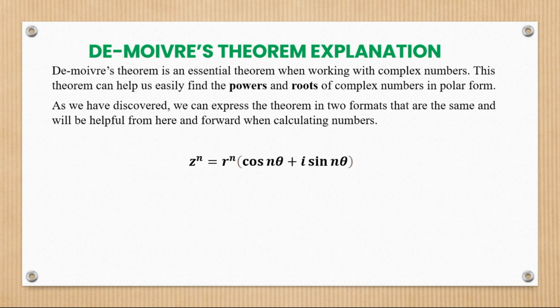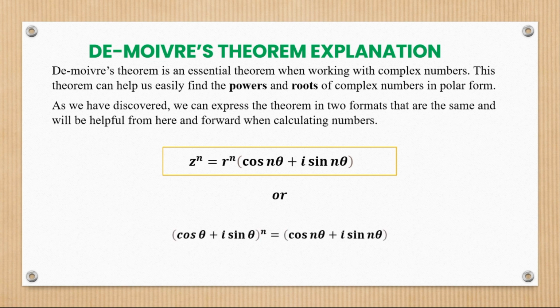So we've seen that z power n is equal to r power n (cos n theta plus i sine n theta). Or we've also seen that (cos theta plus i sine theta) to the power n is equal to cos n theta plus i sine n theta. So both of these formats will work and will be useful. This is basically the same thing. It's just that the other side does not have the r value on it.